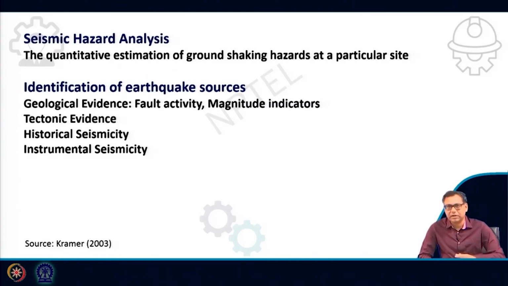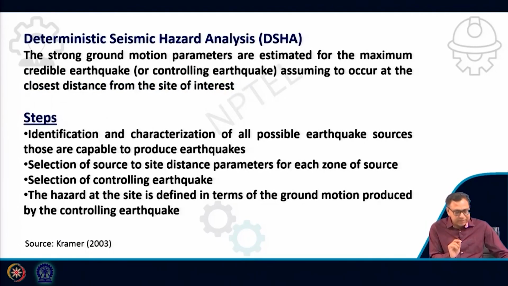I am not discussing these things in detail, but the main aim of this particular lecture is to show you how I can apply those attenuation relationships to estimate the ground motion parameters. To do that, what things are required, I will only discuss in brief. So that means we identify the sources. Now the seismic hazard analyses are of two types. One is the deterministic seismic hazard analysis, another is the probabilistic seismic hazard analysis.